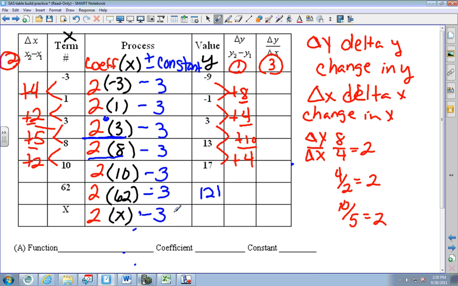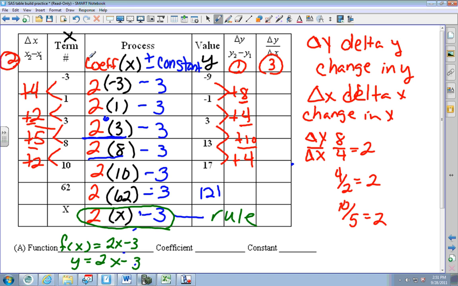Now, this right here, 2x minus 3, that's called the rule. Now, right here for my function, I can either do f of x equals 2x minus 3, or I can write y equals 2x minus 3. Now we said the number right here in the beginning is a coefficient, so that means that's a 2. My constant is the minus 3.